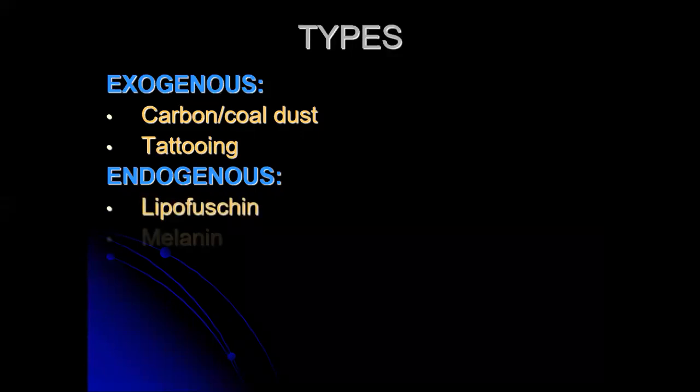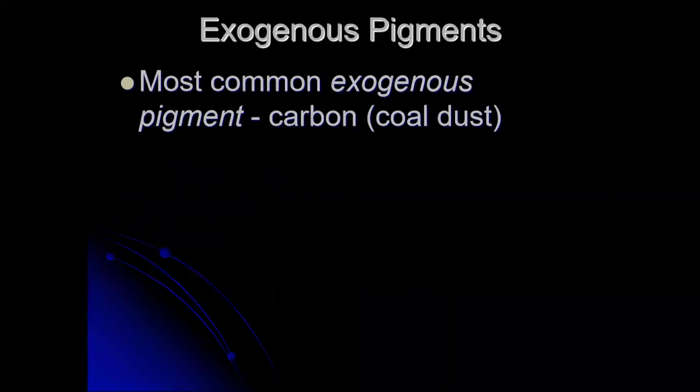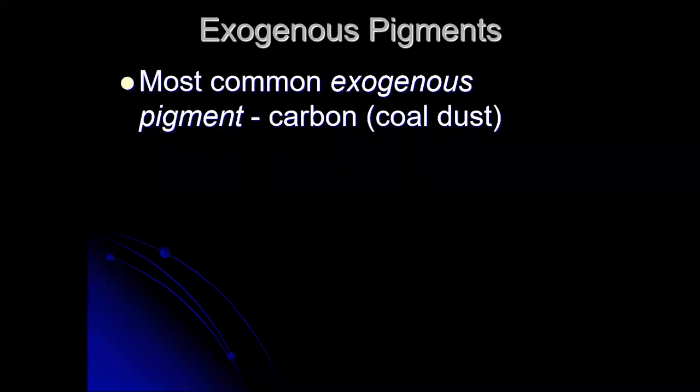So let's look, and then of course there will be many endogenous pigments, and we are going to look at them. Straight on, the most common exogenous pigment is carbon. You have been hearing about carbon, people sitting to talk about carbon and its effects on the environment, but we are not interested in global warming. Today we are looking at what it does to our tissues.